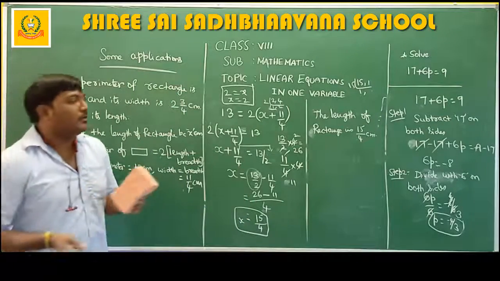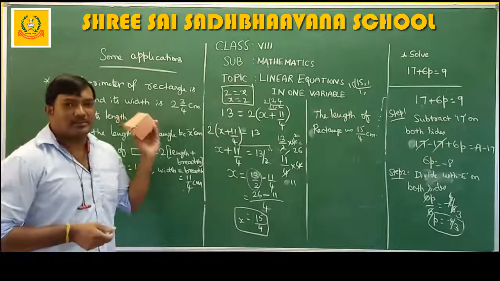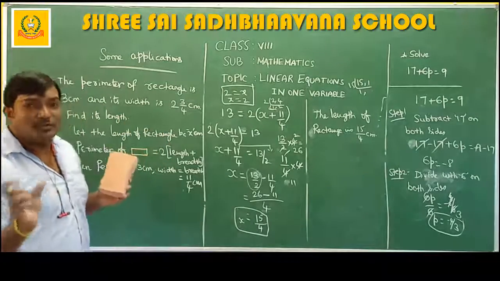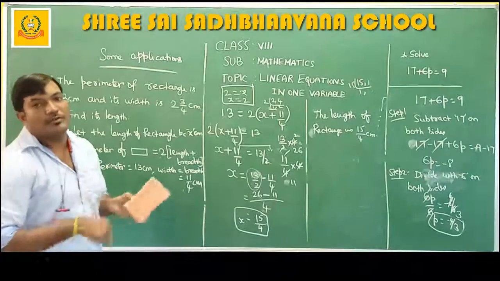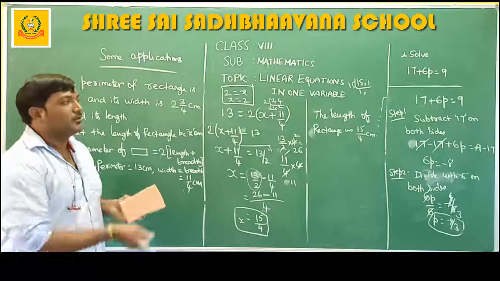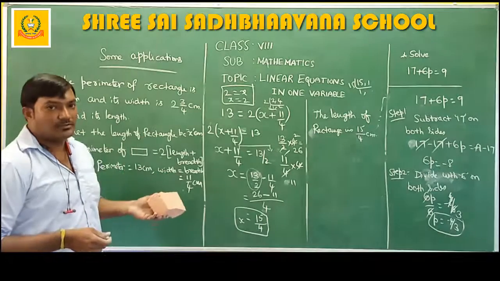Got it? So this is how you have to do application sums. Application sums in the sense they will give one unknown and you will have 2 or 3 knowns. Using those knowns, you have to find the one unknown term. Anyway, if we do more sums on this, you can easily understand this. I hope you understood this.